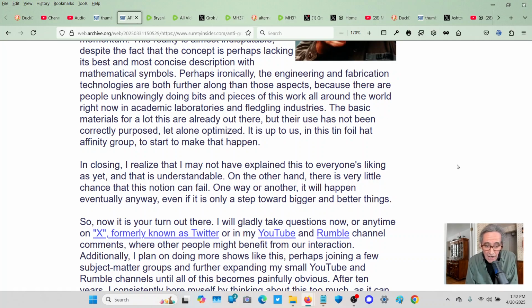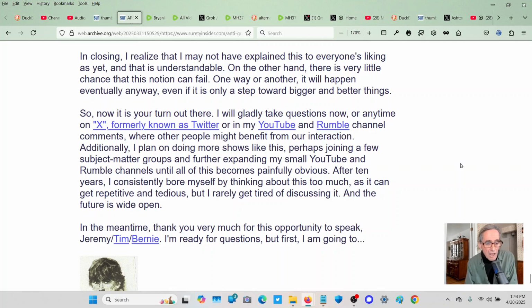In closing, I realize that I may not have explained this to everyone's liking as yet, and that is understandable. On the other hand, there's very little chance that this notion can fail. One way or another, it will happen eventually anyway, even if it is only a step toward bigger and better things. So now it is your turn out there.